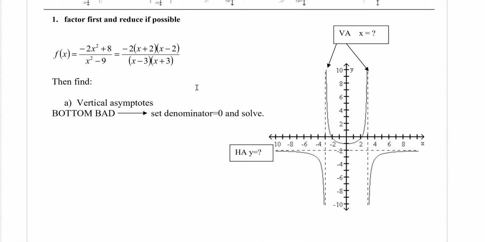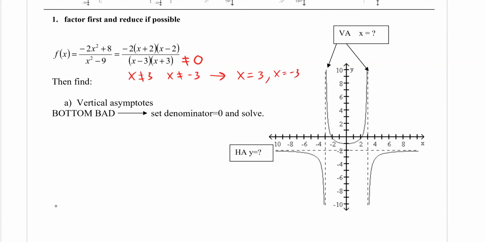So if you remember, denominators here cannot equal 0. That means our x here cannot be 3 and our x cannot be negative 3. How that translates into graphing is these become your vertical asymptotes. This becomes x equals 3 and x equals negative 3.